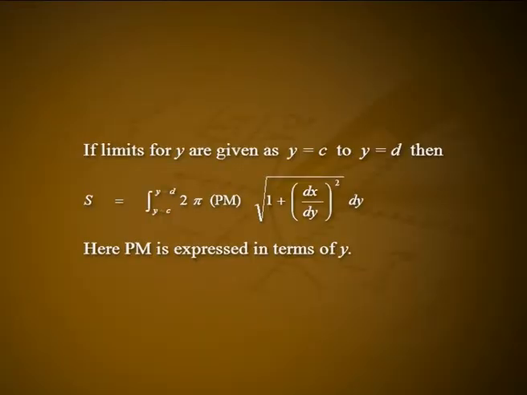Here Pm is expressed in terms of x. B. Limits for y. If limits for y are given as y is equal to c to y is equal to d, then S is equal to integral from y is equal to c to y is equal to d, 2 pi into Pm into square root of 1 plus dx by dy whole square dy. Here Pm is expressed in terms of y.